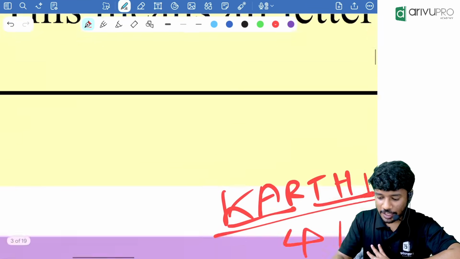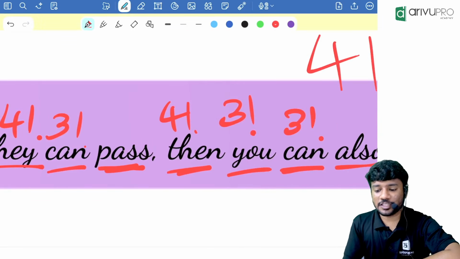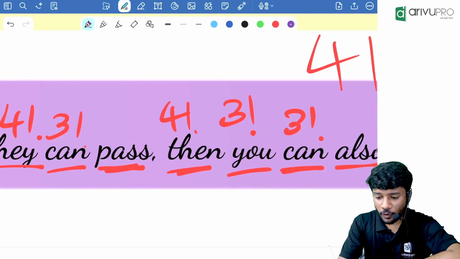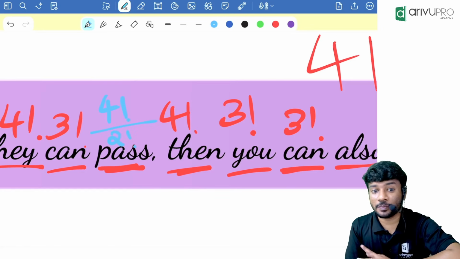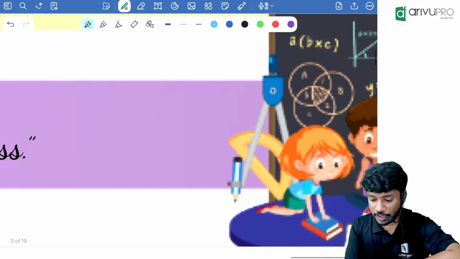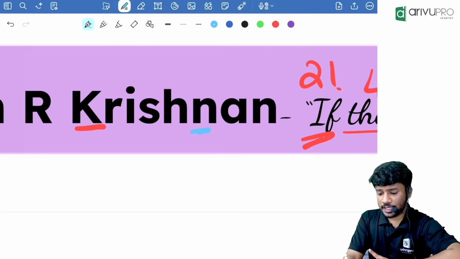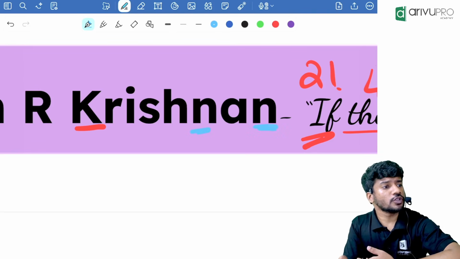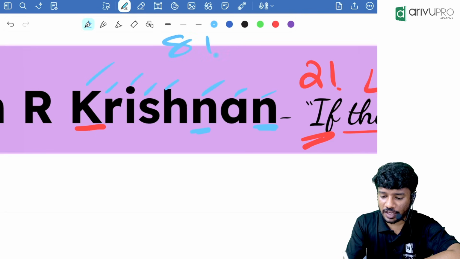Pujada, you got it? Now we will come back over here. Pass. Pass means what? How many letters are there? 4 letters are there. So you will write 4 factorial divided by 2 factorial. S is repeated 2 times. Now come back to Krishnan. How many letters are repeated? N is repeated how many times? 2 times. So how many letters are there in total? 1, 2, 3, 4, 5, 6, 7, 8. That means 8 factorial divided by 2 factorial.